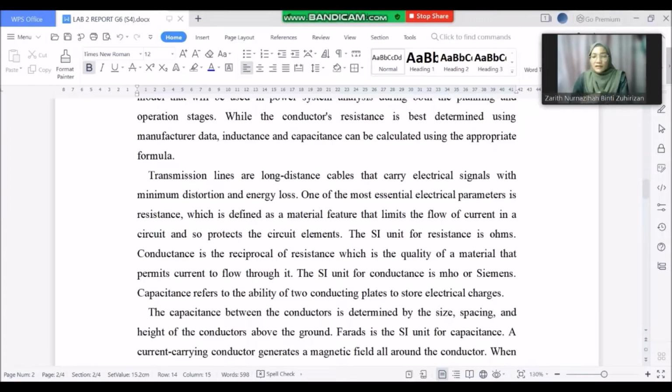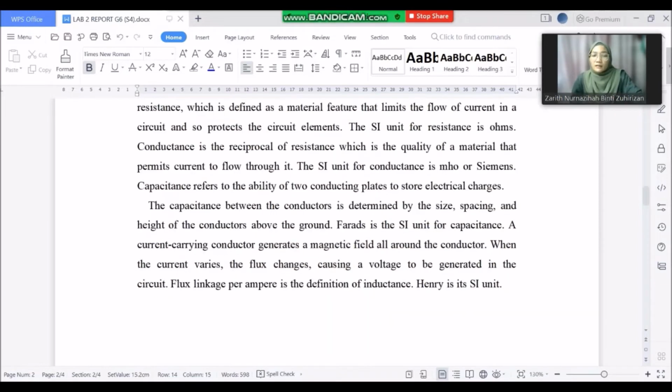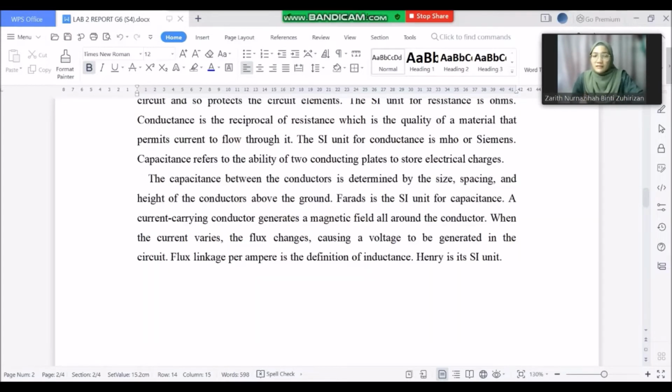A current carrying conductor generates a magnetic field all around the conductor. When the current varies, the flux changes, causing a voltage to be generated in the circuit. Flux linkage per ampere is the definition of inductance. Henry is its SI unit.